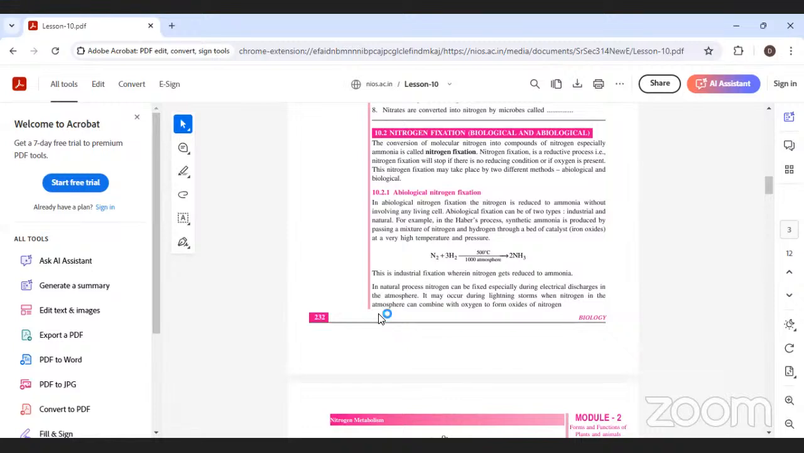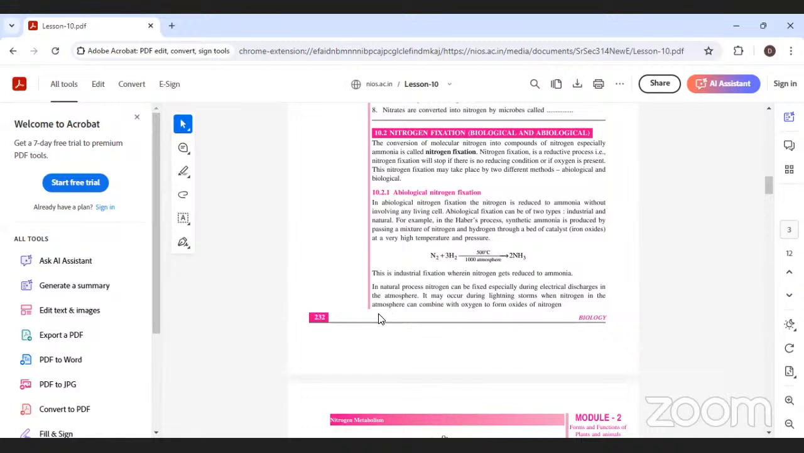In the Haber process, synthetic ammonia is produced by passing a mixture of nitrogen and hydrogen through a bed of catalyst, that is iron oxide, at very high temperature and pressure. See here, you can observe this is how nitrogen is fixed at the industry level.